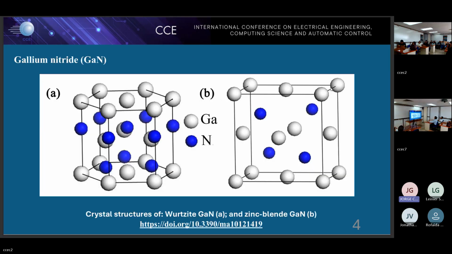Next slide, please. Gallium nitride has two principal structures. The hexagonal, which is the most studied and the most stable, and another one, cubic. We can find some works about the cubic phase too. Next, please.